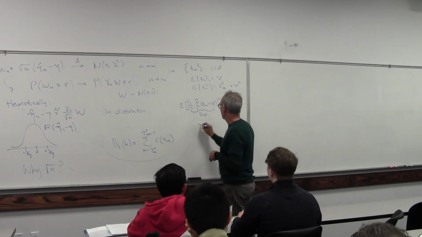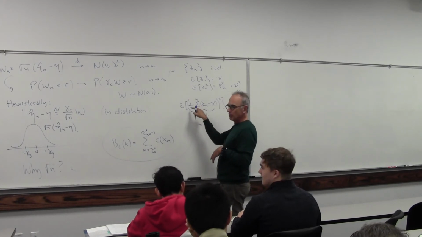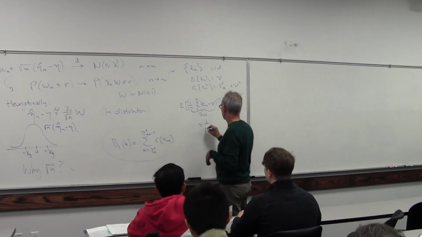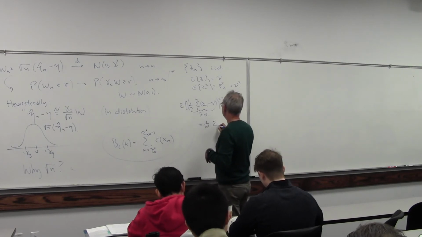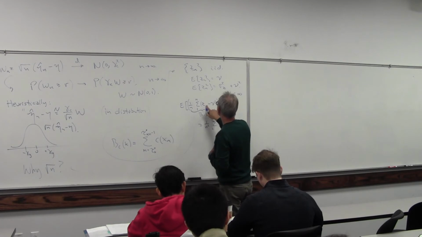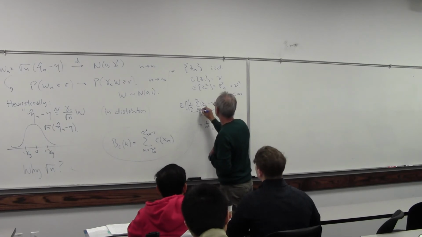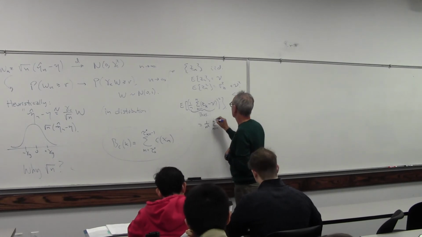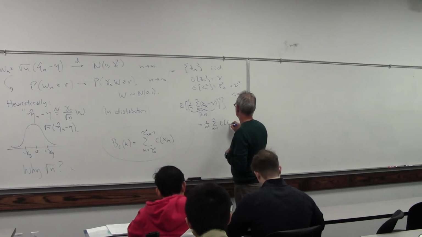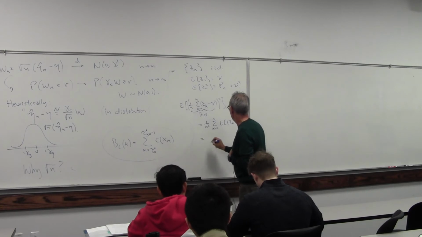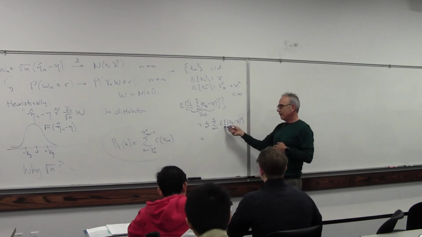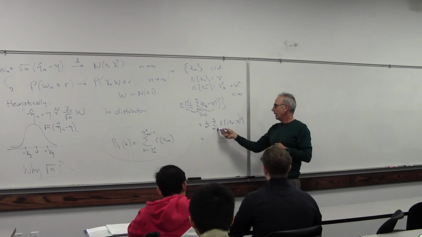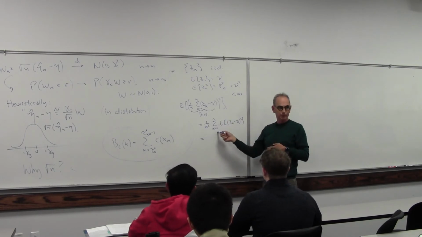So what I end up getting is, you do the work, the 1 over n comes out, you get 1 over n squared, and then you get a sum, sum k equals 1 to n. And so all of these are just the variance. So I get n variance terms divided by n squared.